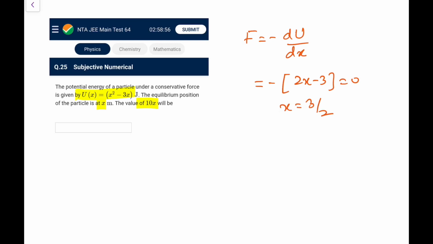Last one. The potential energy of a particle under a conservative force is this. The equilibrium position is at x. The value of 10x will be. So for equilibrium, you know F is 0, F is minus dU by dx, you all know. Differentiated, minus 2x minus 3 equals 0, so x is equal to 3 by 2. So 10x would be 30 by 2, so that comes out as 15.